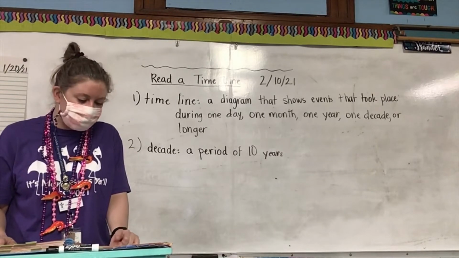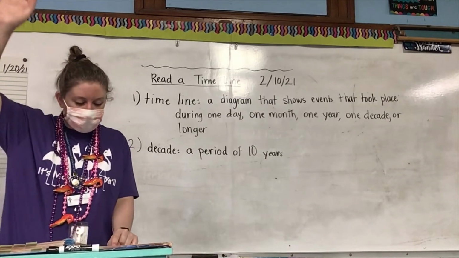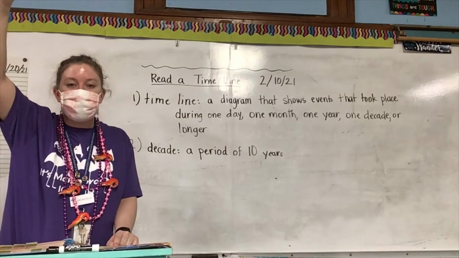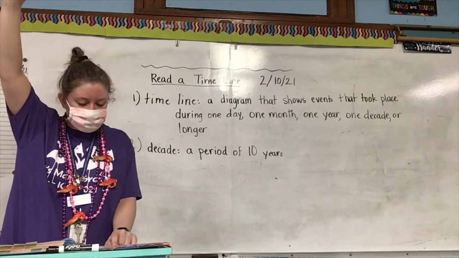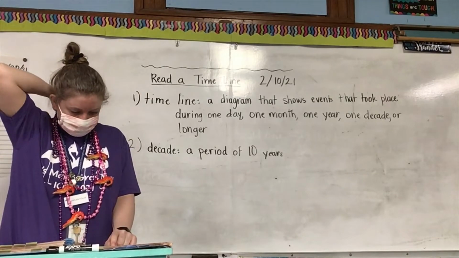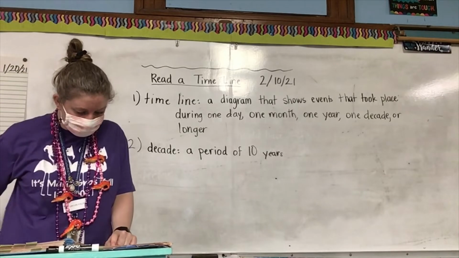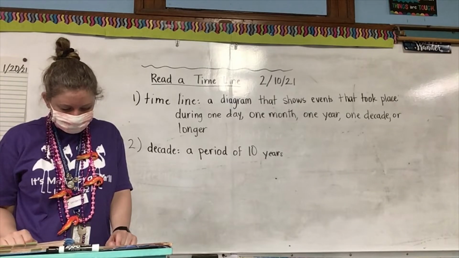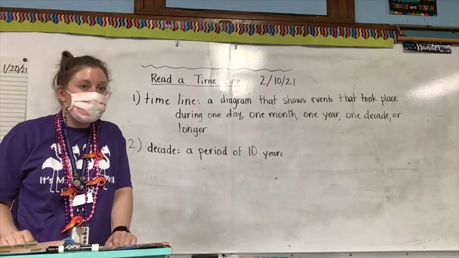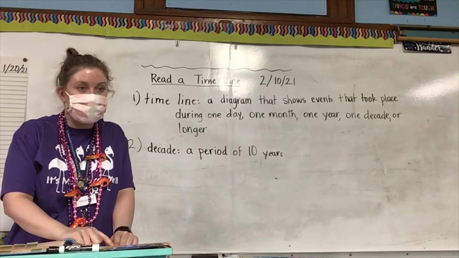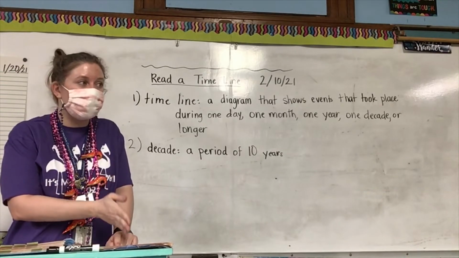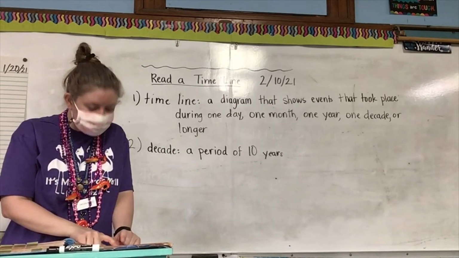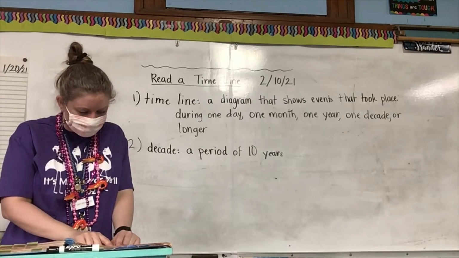But what was the earliest event on this timeline? 1601 is the earliest date, but not the earliest event. What was the earliest event? Smith. In 1610. And what happened in 1610? Henry Hudson explores the northeast coast. So 1601 is the first date we see. Does everybody see 1601? That just tells us here's where our timeline begins. But the first event didn't happen for about 9 years, until 1610 when Henry Hudson explored the northeast coast.